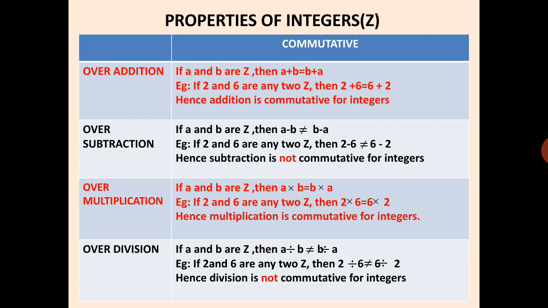So children, one example is taken here. If 2 and 6, these are the two numbers which are integers, you know it. We are adding them. You add 2 plus 6. The answer is 8. Then you add 6 plus 2. You do this the other way. That is also 8. In both the cases, you get the same answer. That means addition is commutative for integers.